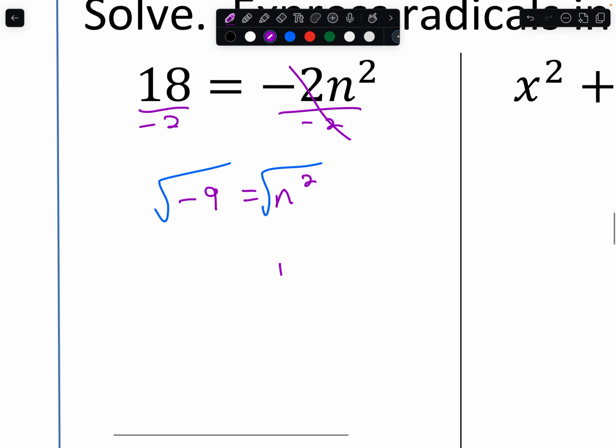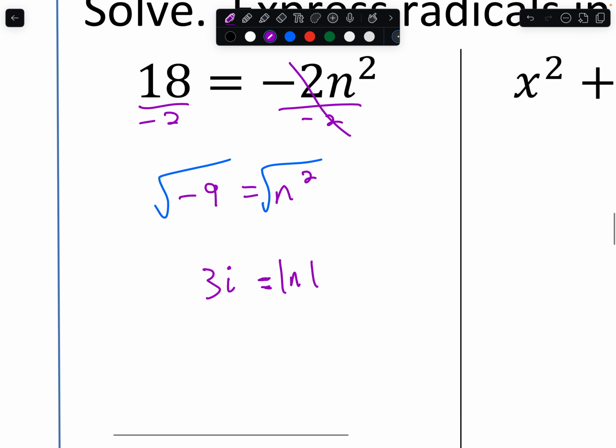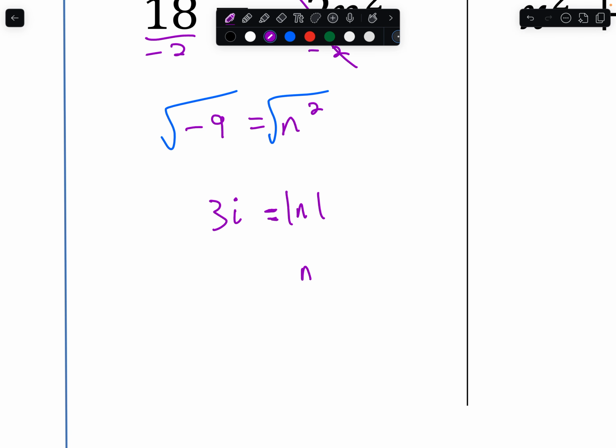And we're going to get the absolute value of n equals, oh no, now we're trying to square root a negative number. Well, I can make it an i, and now just think of the positive 9, so it's going to be 3i. And then the absolute value of n equals 3i, so n equals negative 3i or positive 3i.